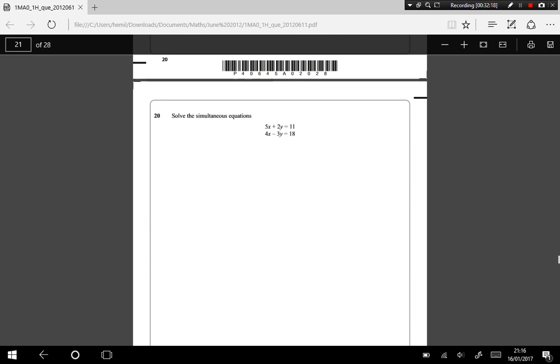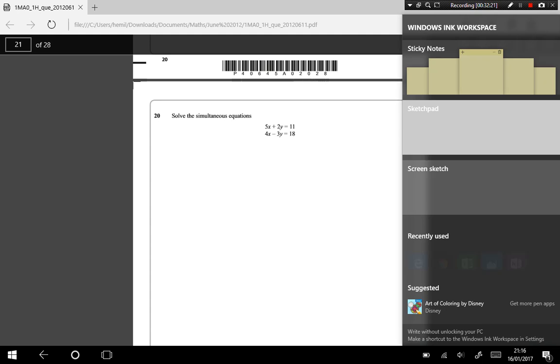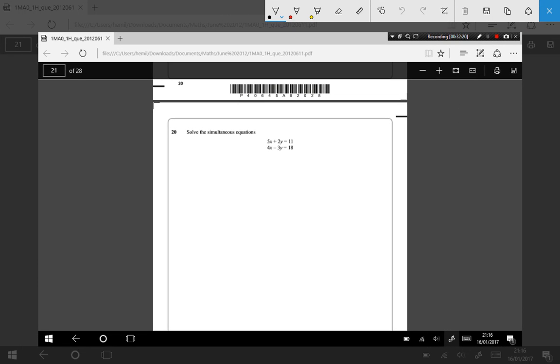Alright, now, next bit. Solve the simultaneous equations. Now these are the ones that give good marks. Some of them include quadratic simultaneous equations, which are the really high end marks, which could come up in your paper, especially the grade 9 to 1 papers that are the new ones. For this one, we just want to multiply them, so the minus and the plus are equal. So let's multiply the top one by 3. So 15x plus 6y is equal to 33. Then multiply this by 2, so 8x minus 6y is equal to 36.